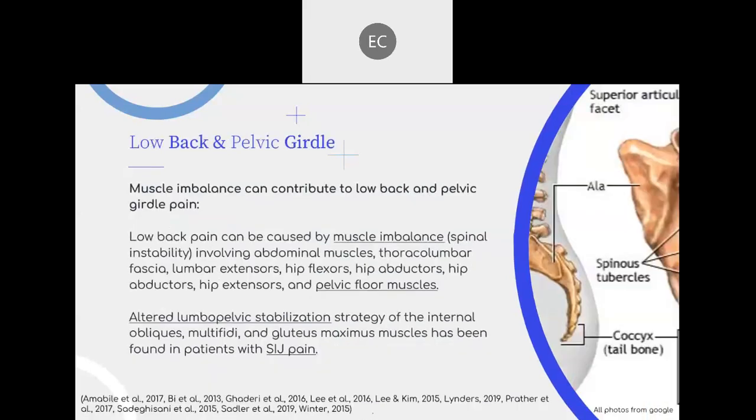Okay, so muscle imbalance can contribute to low back and pelvic girdle pain. The pelvic floor is one of the muscles that can contribute to low back pain when imbalanced. Low back pain can be caused by muscle imbalance, and I listed all these muscles. I just wanted you to know that the pelvic floor is one of those muscles. It's overlooked a lot of the time. And having an altered lumbopelvic stabilization strategy of the core muscles and the glute muscles has been found in patients with SI joint pain.